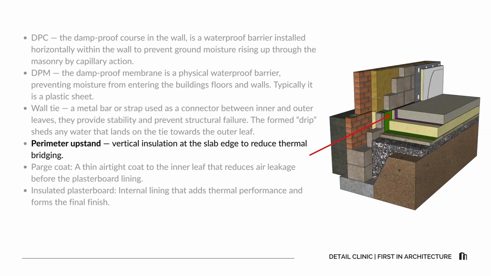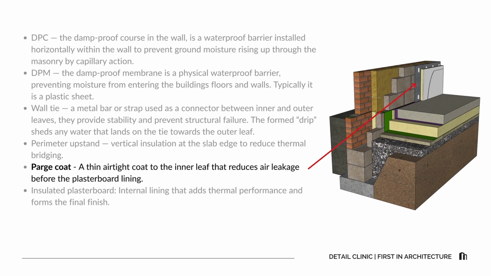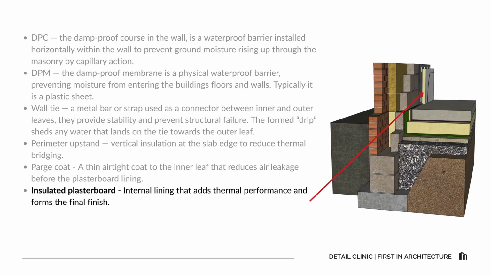Perimeter upstand. This is the vertical insulation at the edge of the floor slab, which helps to reduce thermal bridging. Parge coat. This is a thin, airtight coat of mortar to the inner leaf that reduces air leakage, acting as the airtight layer. The insulated plasterboard is the internal lining that adds thermal performance and forms the final finish. Let's walk through the detail.